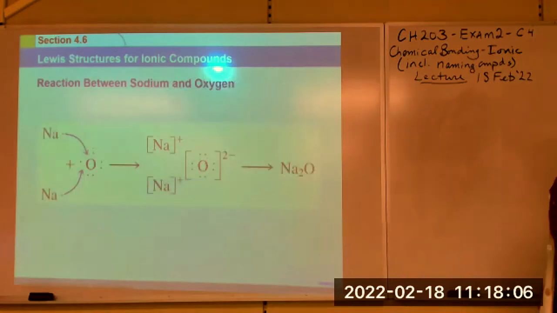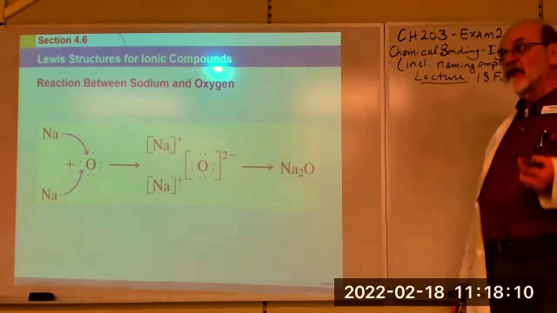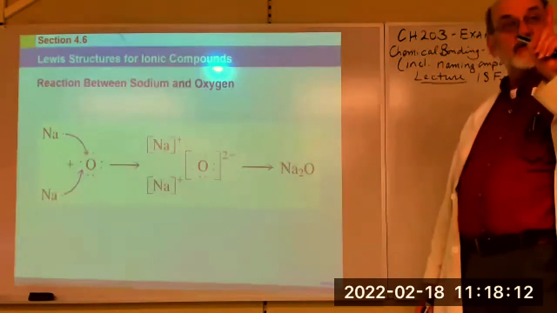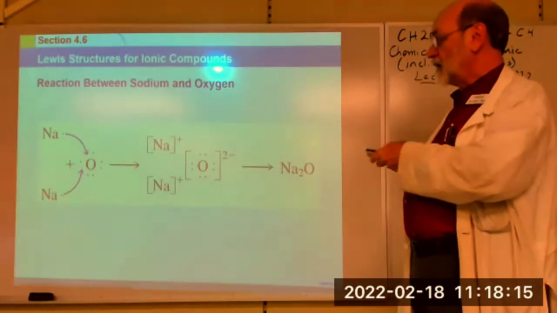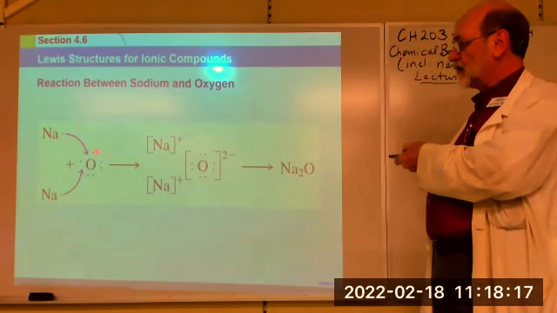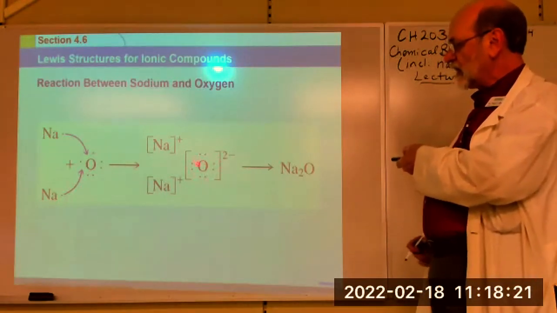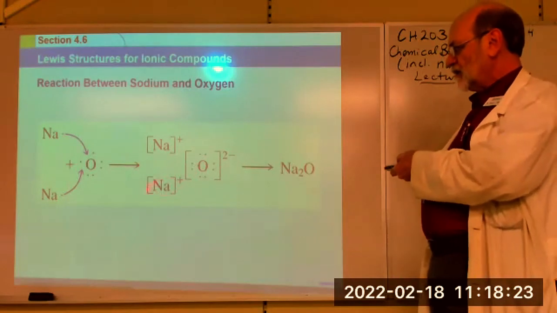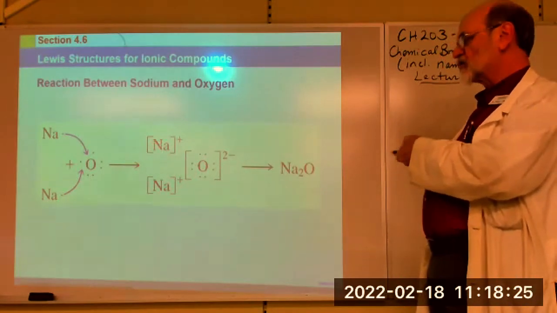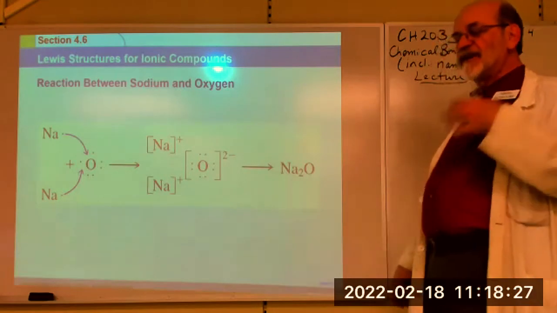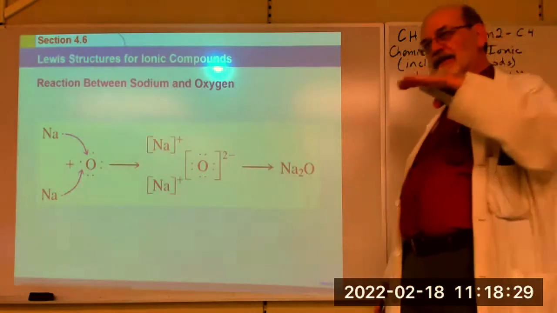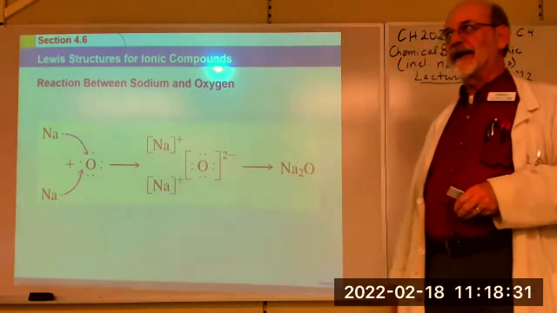Sodium and oxygen, how about that one? Sodium is an alkali metal that only has one electron in the valence shell. So this sodium transfers one electron here. This one transfers another one. So now oxygen has a complete octet, and sodium, well, it shows it's missing all its electrons, but underneath, it has a complete octet.